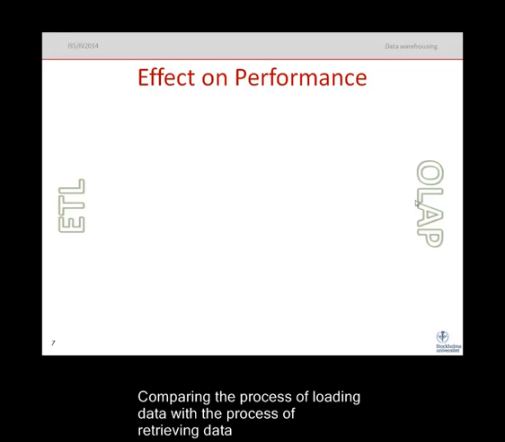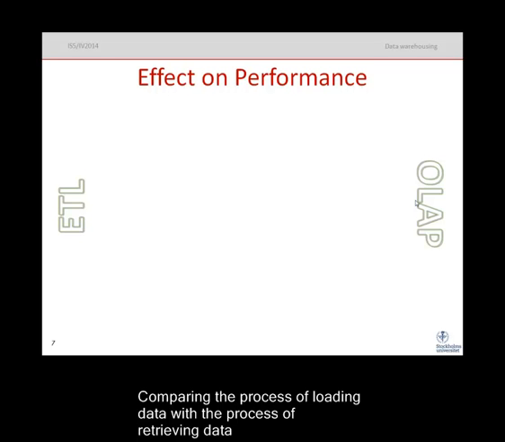So the effect on performance, of course, is also interesting. In the ETL process, we talk about how we extract, transform, and load data into the data warehouse. While in OLAP, online analytical processing, we rather talk about how we read or retrieve data, how we access data from the data warehouse.